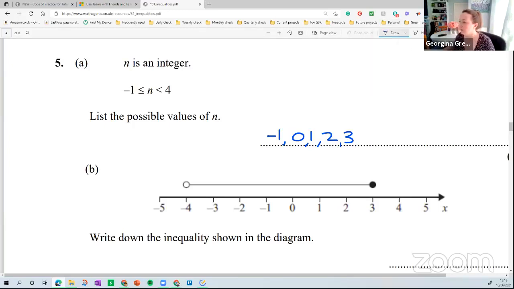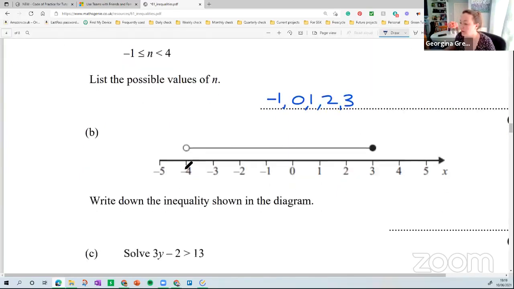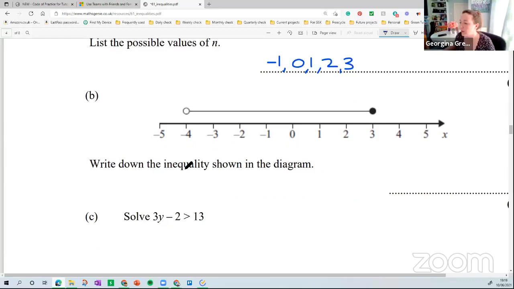Write down the inequality shown in the diagram. Okay, so the boundaries are -4 and 3, and it's describing x. From -4 it's getting bigger, from 3 it's getting smaller, so 3 is the bigger of those two. So we do our symbols that way, and then 3 is included because it's filled in, so we give it that symbol, but 4 isn't included because it's not filled in, so that's perfectly fine.